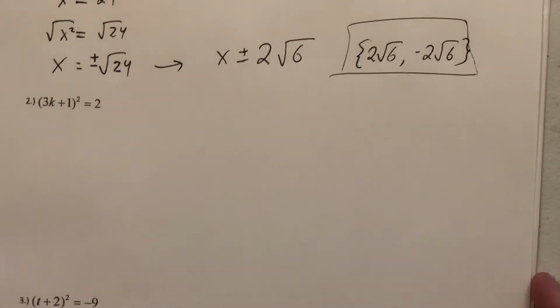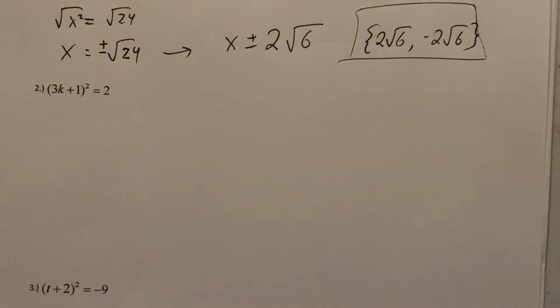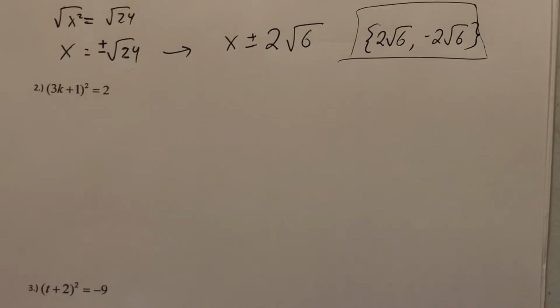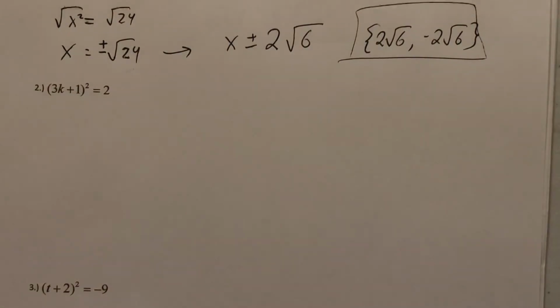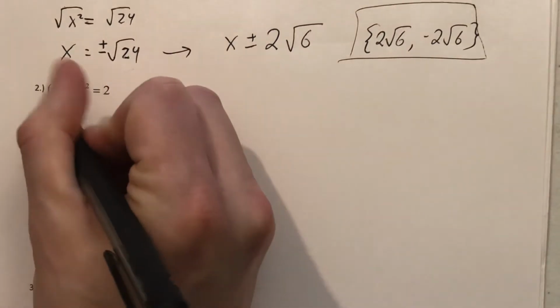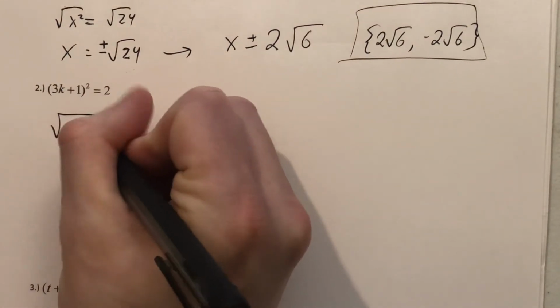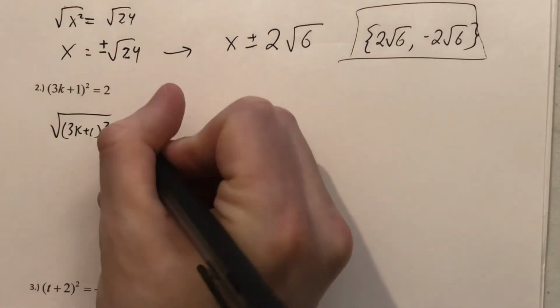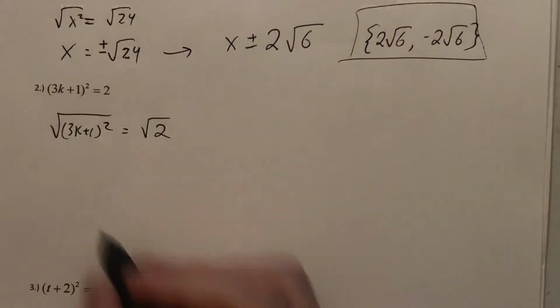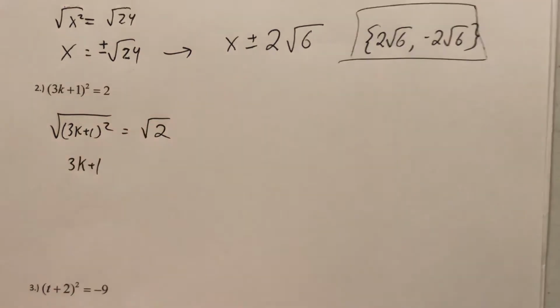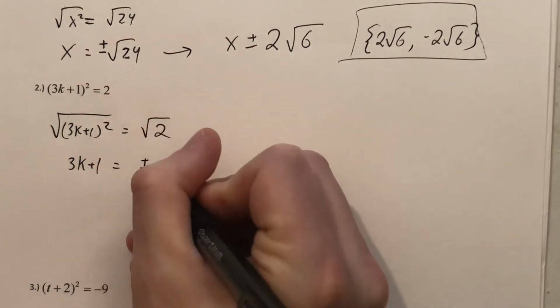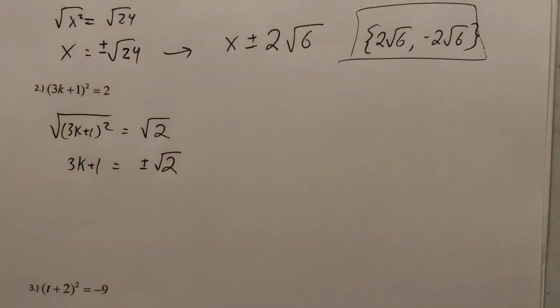All right, so the next one, a little more involved, a little different looking. It's not a simple quantity or simple value term squared, but it is something squared equals a number. So we will jump right into the square root property. Square root of that entire left side equals square root of the right. The square root of the square leaves you with what's inside, so 3k plus 1 is there, but again, this is where the plus or minus has to show up.